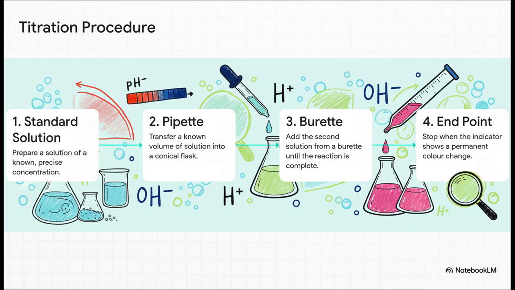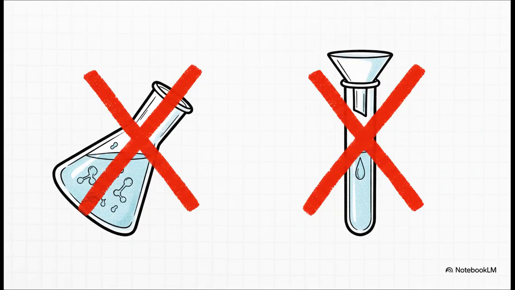Second, use a pipette to move a very specific volume of it into your flask. Third, you slowly, carefully add the solution you're testing from a burette. And fourth, you stop the second you see that permanent color change from your indicator. That's your endpoint. Now listen up, because these are classic mistakes pulled straight from past papers.